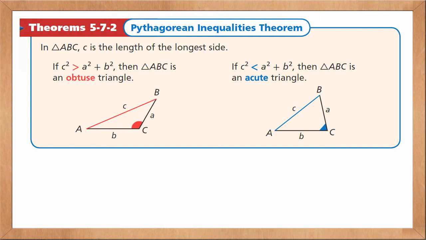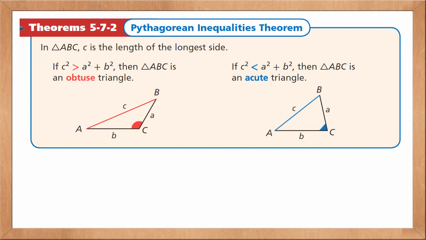Pythagorean Inequalities Theorem. Let's look at the first one. If c squared happens to be larger than a squared plus b squared, then what we're dealing with is an obtuse triangle. Now notice this is an inequality. It's not an equality. And the Pythagorean equation deals only with right triangles. However, if the square of the largest side happens to be larger than the sum of the squares of the other two sides, then it turns out that what we're dealing with is an obtuse triangle.